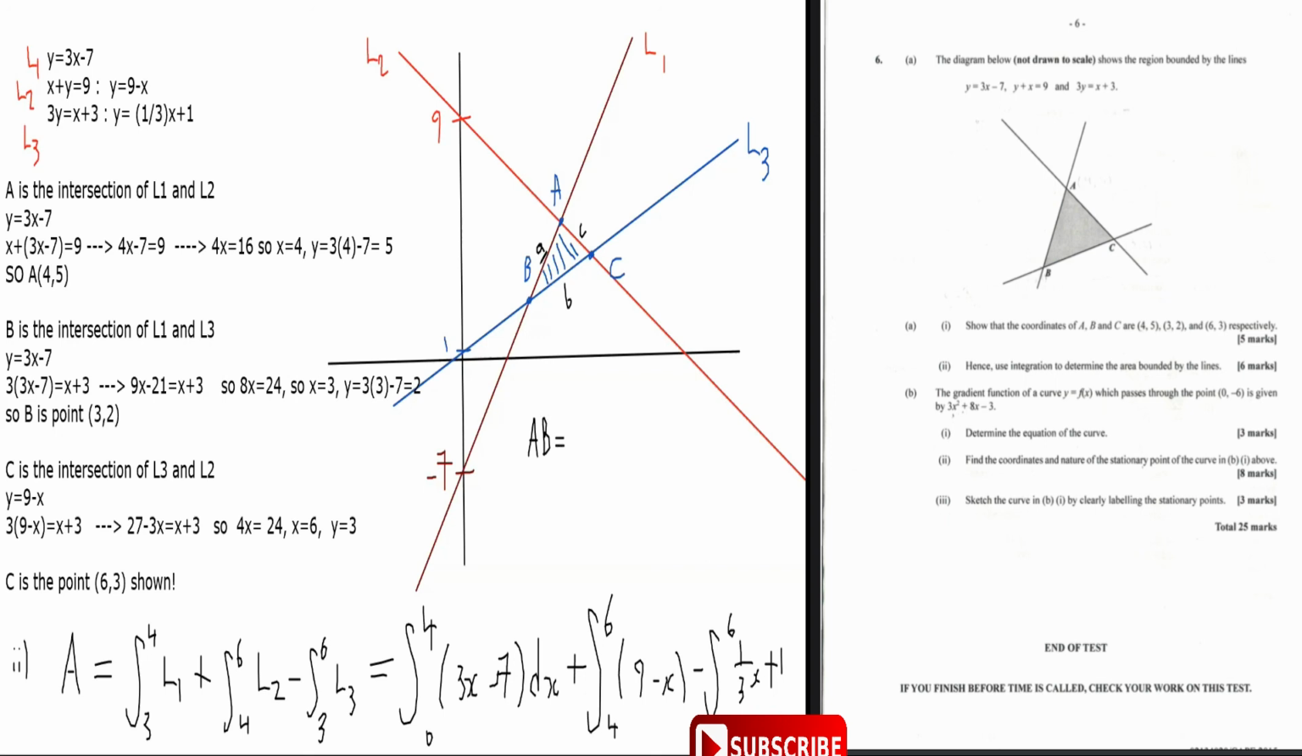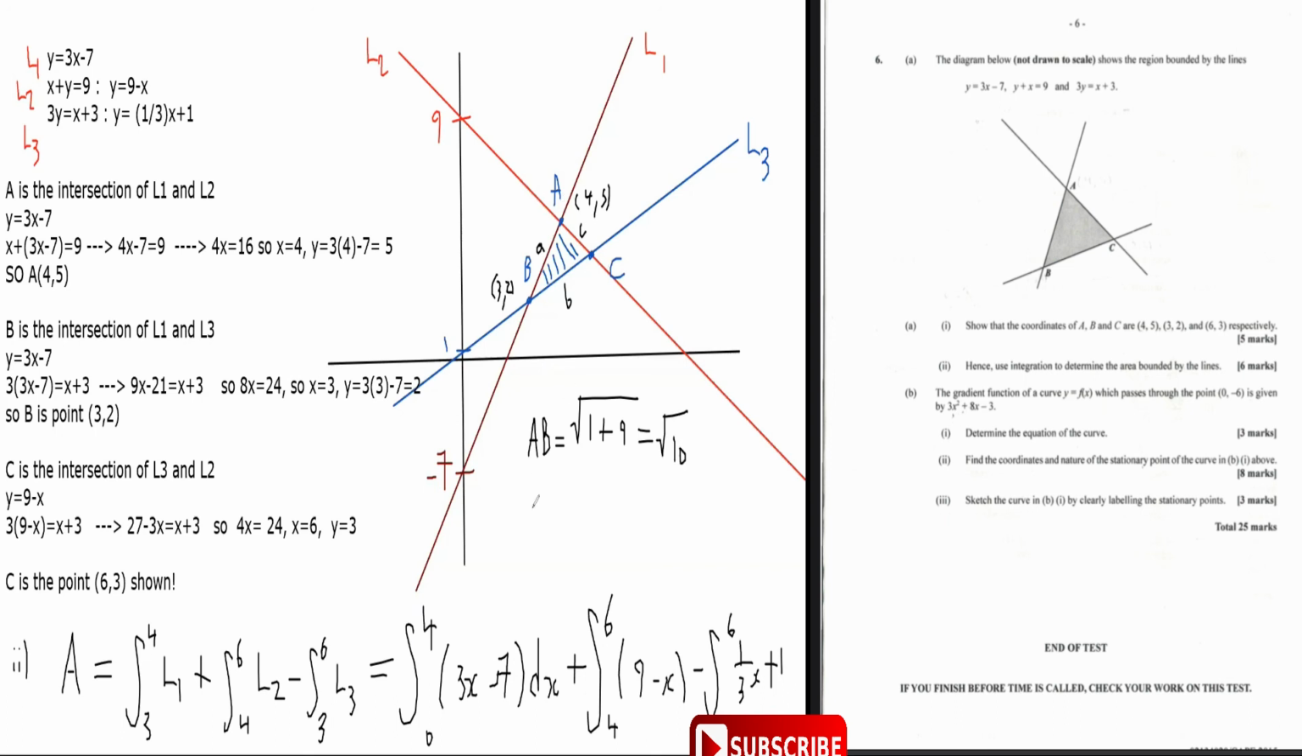Remember it's x1 minus x2 squared. We already know A is the point (4,5) and B is the point (3,2). So the length of the line AB is going to be the square root of (x1 minus x2) squared plus (y1 minus y2) squared. So it's 4 minus 3 is 1, plus 5 minus 2 is 3, squared, which is 9. And so AB is the square root of 10. All right, so that's AB.